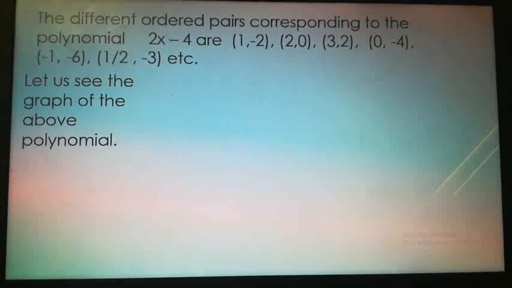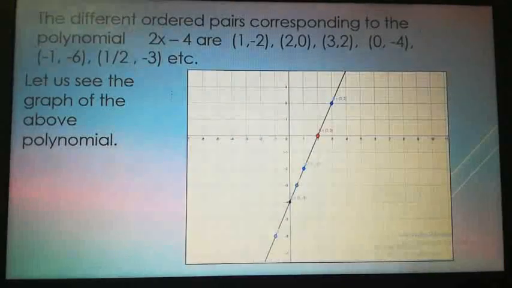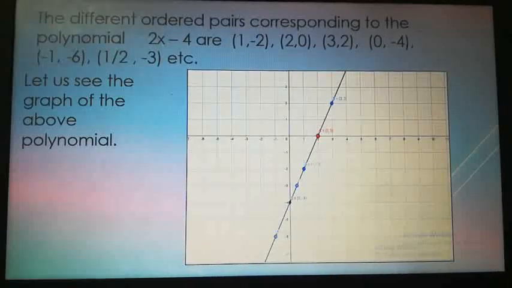And now we can go for plotting these points on a Cartesian coordinate system. See, this is a Cartesian coordinate system where there are two number lines, a horizontal one and a vertical one. Remember the plotting of graphs that you have seen in the lower classes.